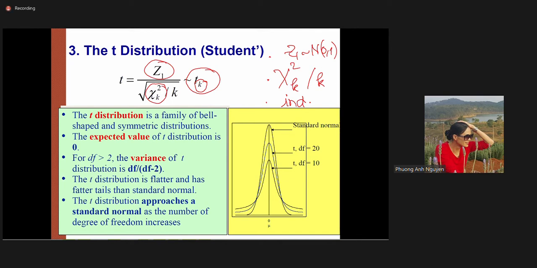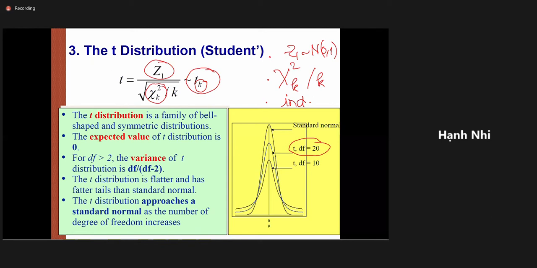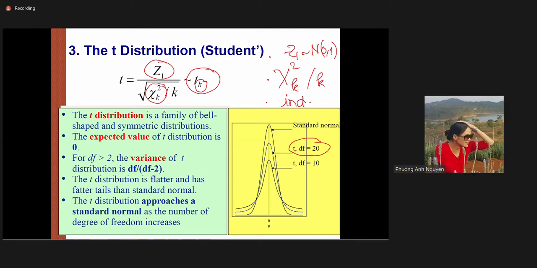Let's take a look at the t distribution when the degrees of freedom is equal to 20. You see this curve is flatter, because the peak value here is smaller than the peak value of the standard normal, and it has flatter tails. You follow the curve and see that the tail is somewhere here, a flatter tail than the standard normal distribution.